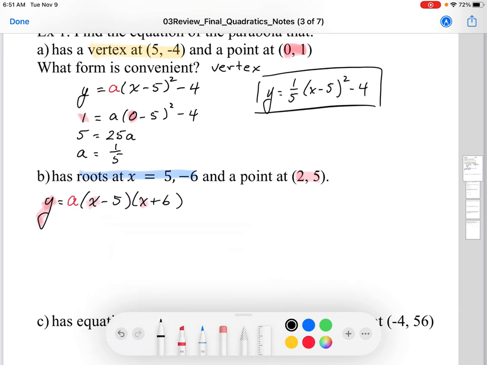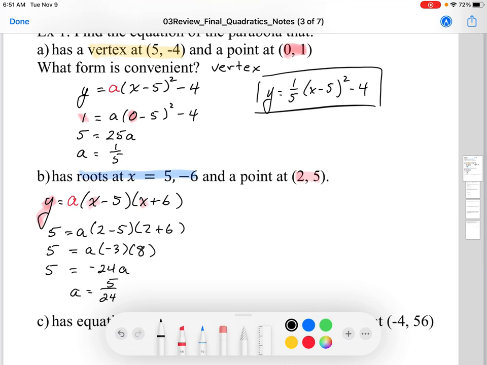Plugging that in, I get 5 for y and 2 for x. Again, x and y have to come in as a pair in the equation. So we get a times -3 times +8, so we get -24a is equal to 5, so a is equal to 5 over -24.